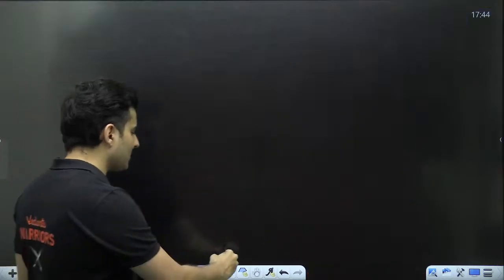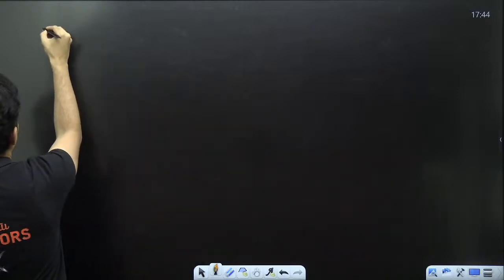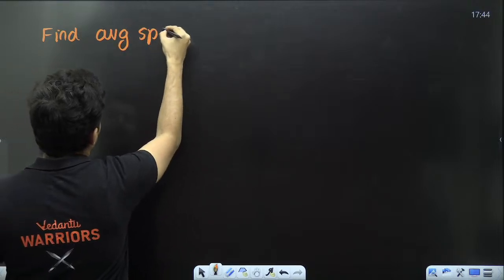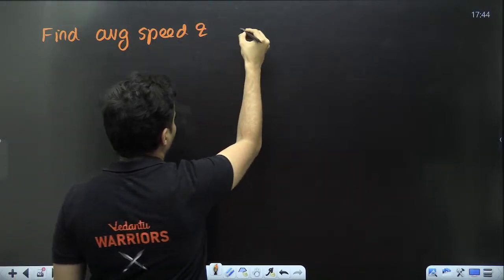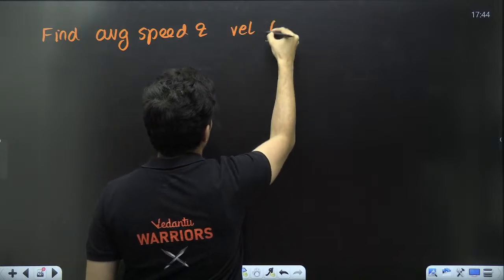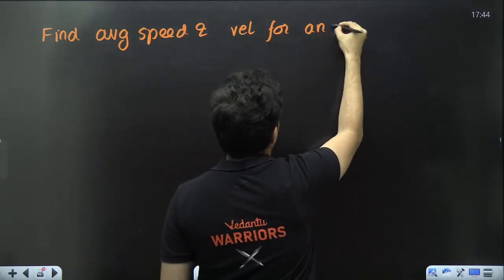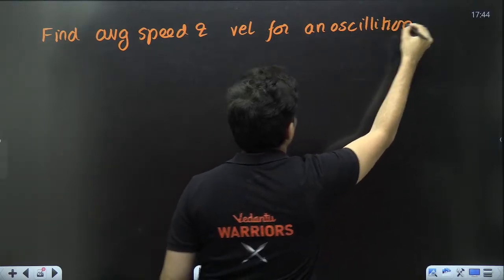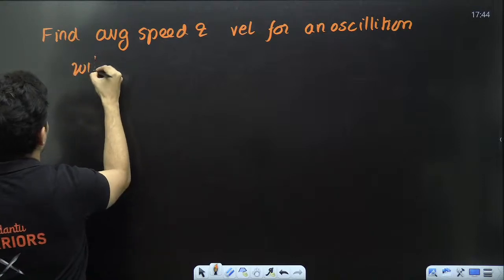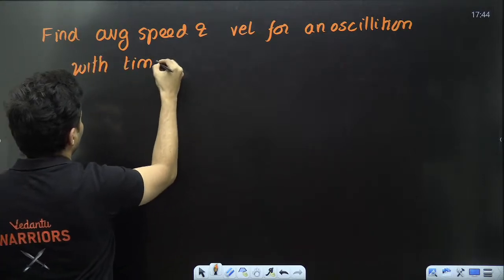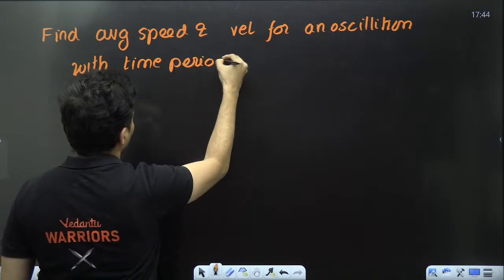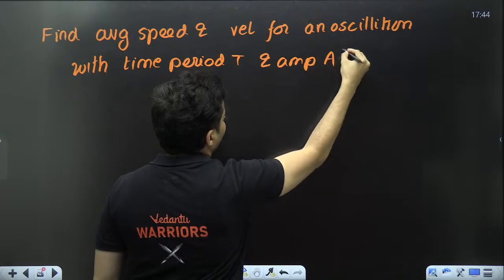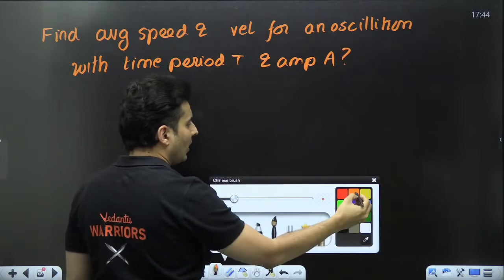Let's see if you can answer a simple question based on this. Find the average speed and velocity for an oscillation with time period T and amplitude A. Let's see if you guys can solve this particular question.